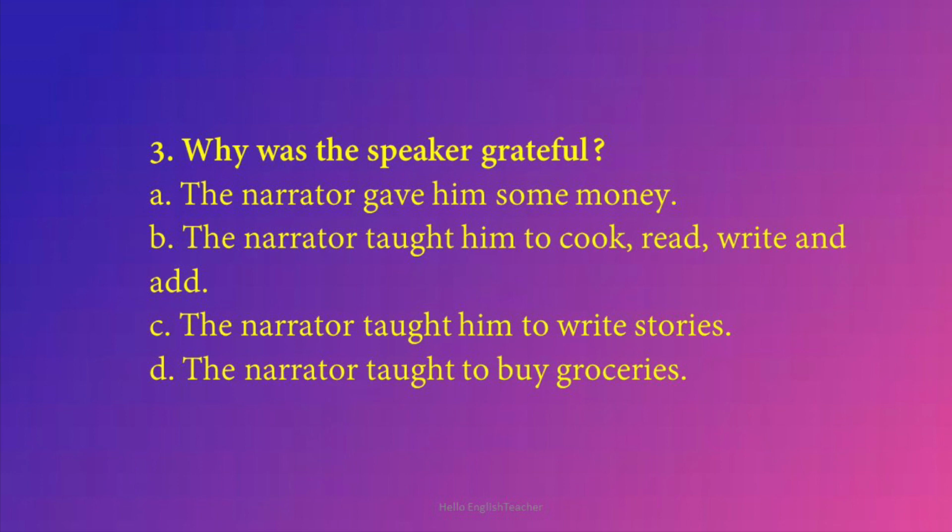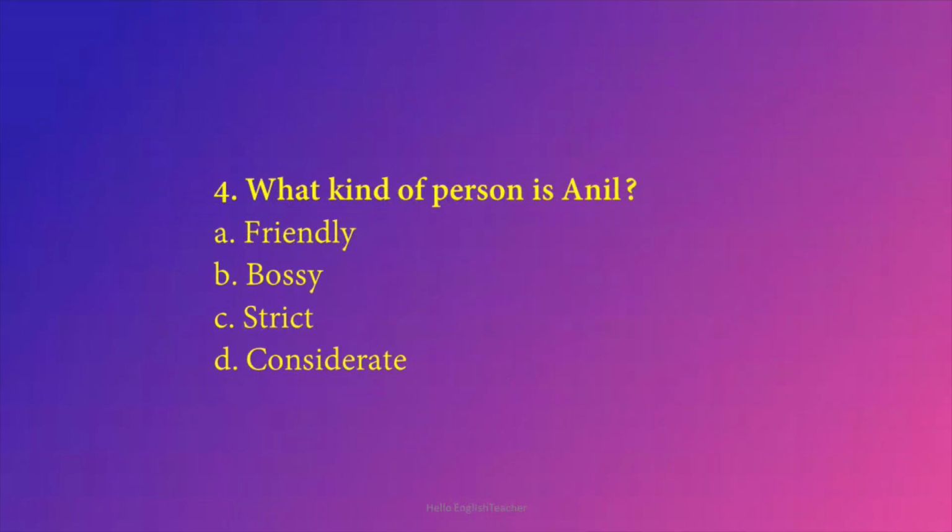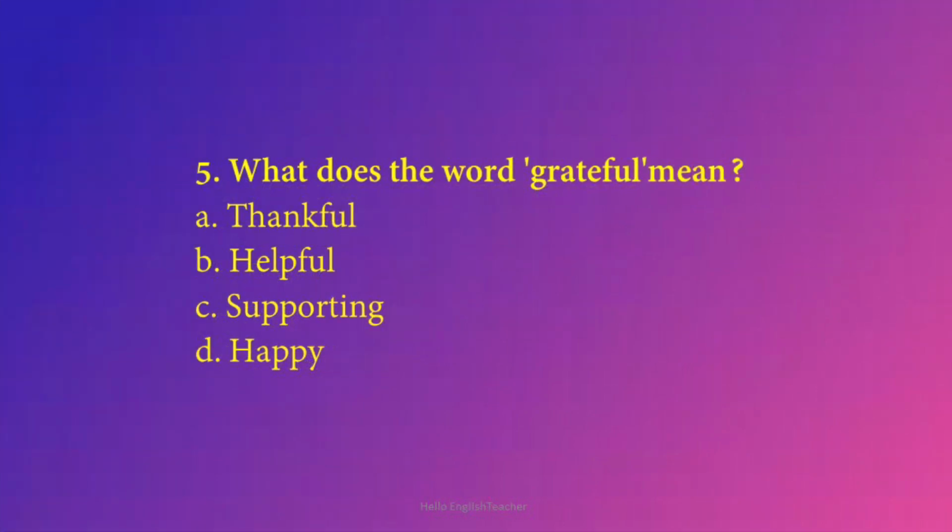So question number 4, what kind of person is Anil? He was friendly, he was bossy, he was strict, and he was considerate. So the answer is D. He was very considerate. That means he was kind and caring. That is why he was ready to take the thief along with him. He did not know he was a thief, but then he was very caring and considerate.